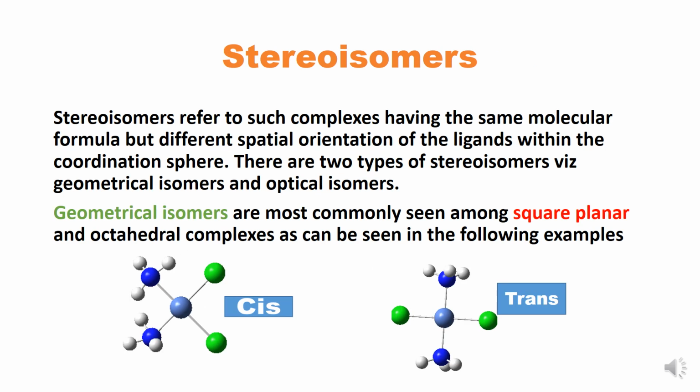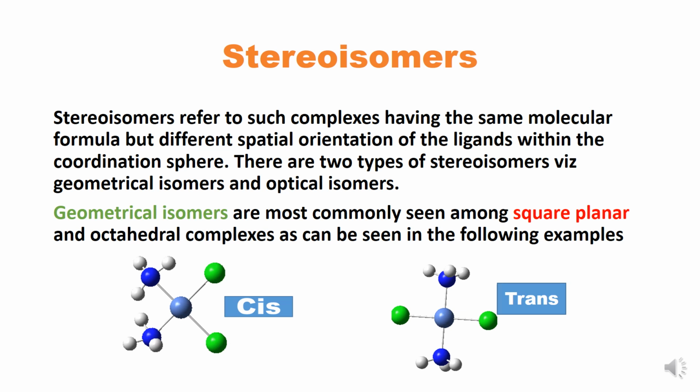Further, to now look at stereoisomers, you may do good to look at other of the structural isomers as highlighted. Stereoisomers refer to such complexes having the same molecular formulae but different spatial orientation of the ligand within the coordination sphere. We've talked about the spatial dispersion. There are two types of stereoisomers, the geometrical isomer and the optical isomer. We start our discussion with the geometrical isomer.